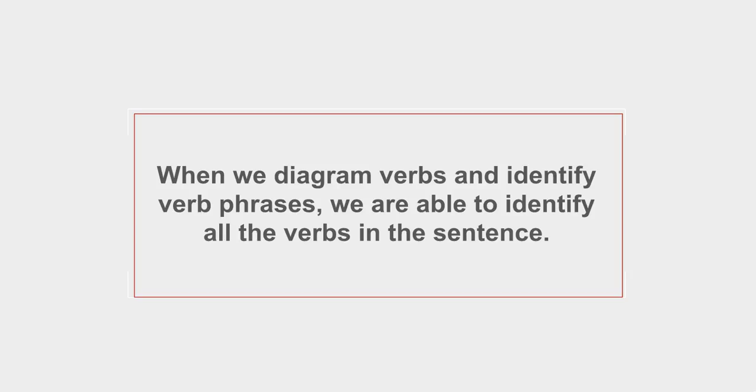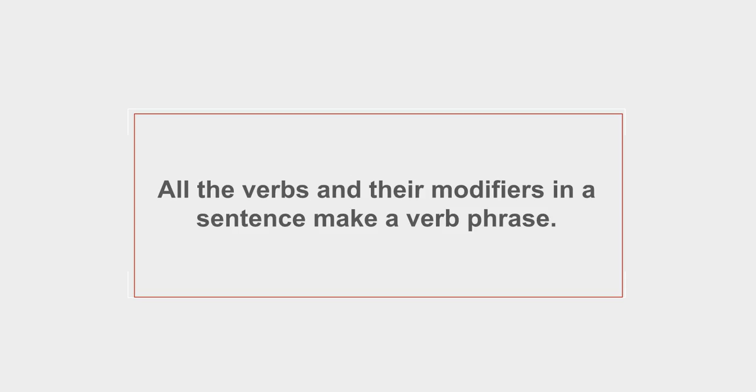When we diagram verbs and identify verb phrases, we can then find all of the verbs in the sentence. Being able to identify all of the verbs in the sentence is a big step in finding helping verbs. All the verbs and their modifiers in a sentence make a verb phrase, and a verb phrase is a key concept for understanding helping verbs.